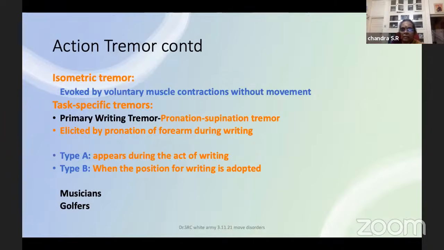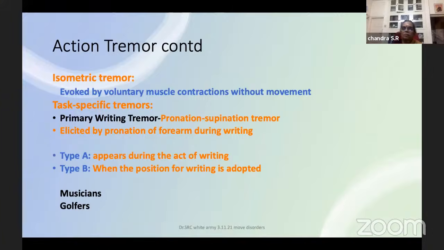And you have got two types of writing tremors, type A and type B. Type A appears during the act of writing, and type B when the position for writing is adopted. So you are just trying to hold the pen, and the tremor comes, it is type B. And you started normally and you are continuing, then it comes, it's type A. What is the importance? It is for rehabilitation purposes. The one which comes halfway into the writing is rehabilitated differently from the one which comes from the starting itself.